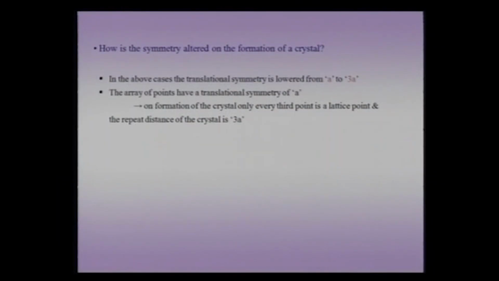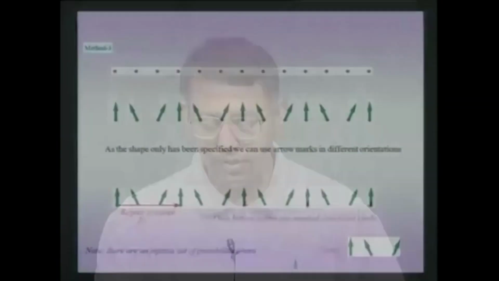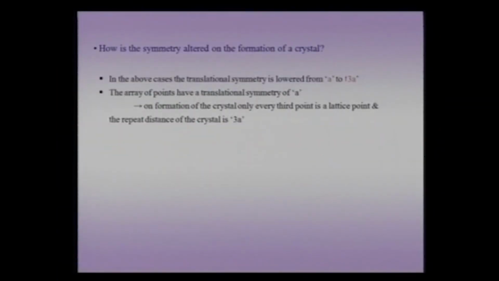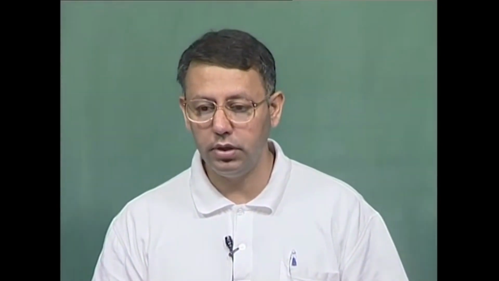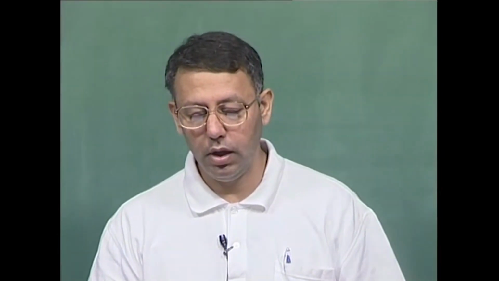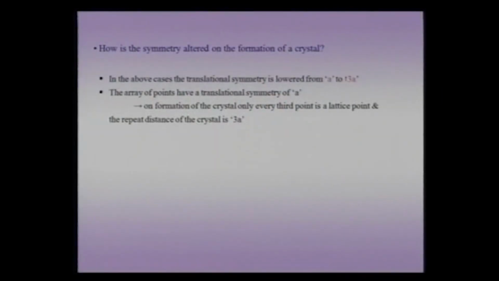Okay. So now to answer Mr. Deptosh's question, what happens to the symmetry when I form this crystal. In some sense, I can talk about the symmetry of the crystal being lowered from A to 3A. The original lattice had a translational symmetry A, and the newer crystal has a translational symmetry of 3A. And that is reflected in the fact that every third lattice point is only a lattice point when the crystal is formed.